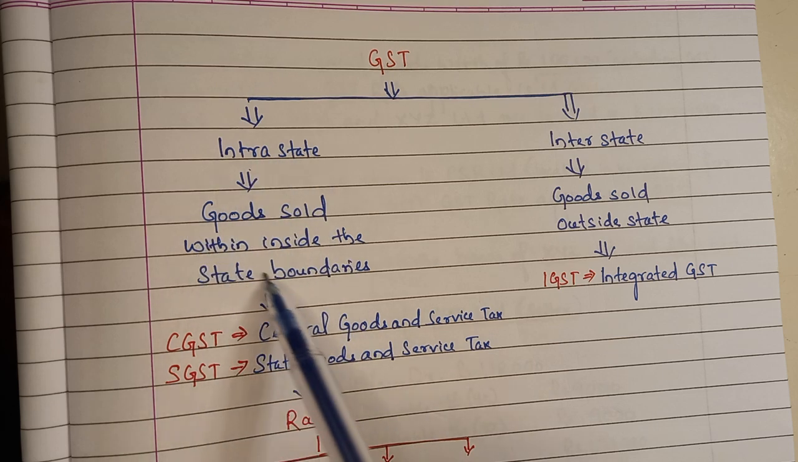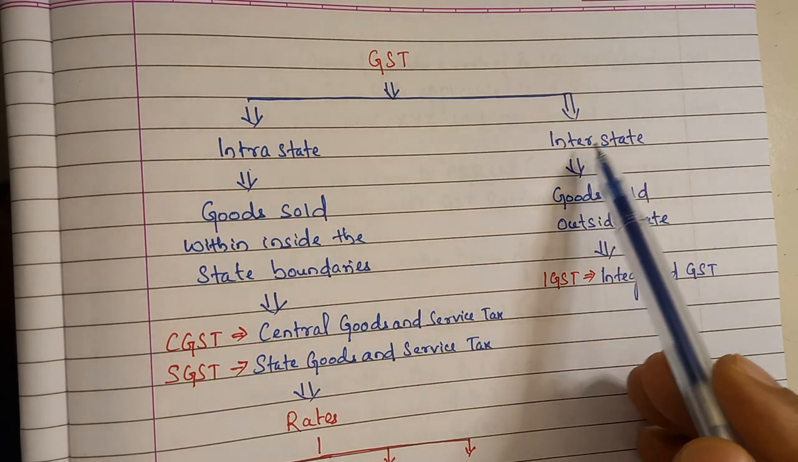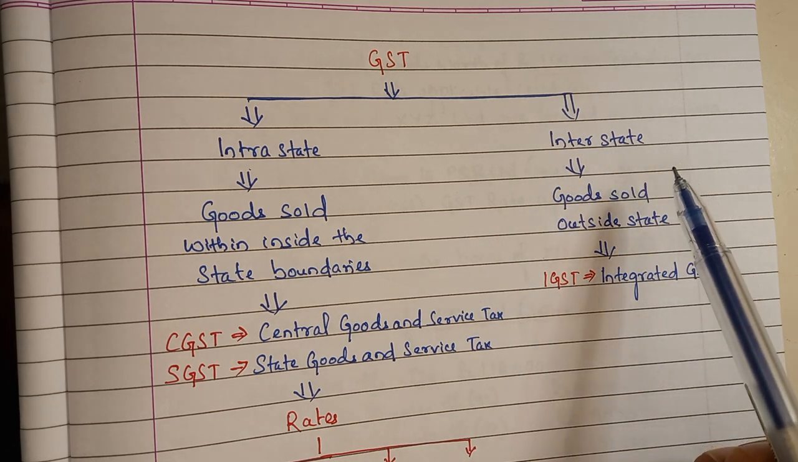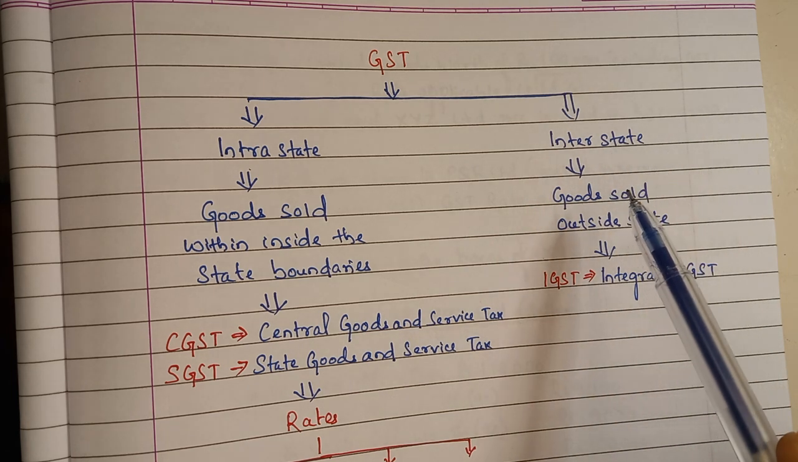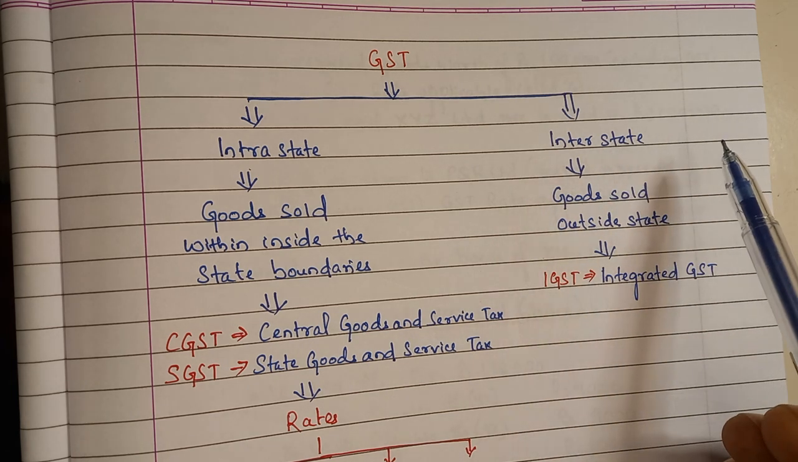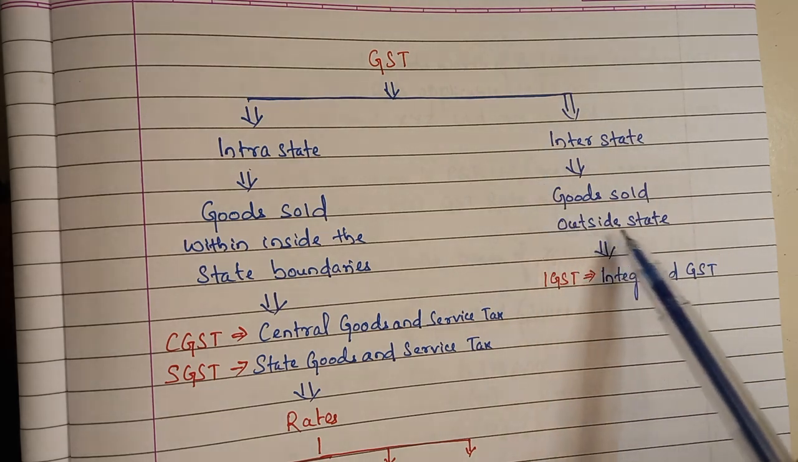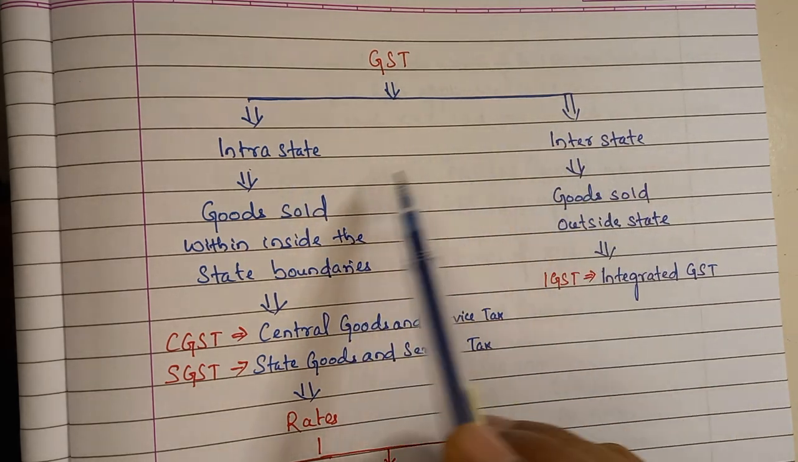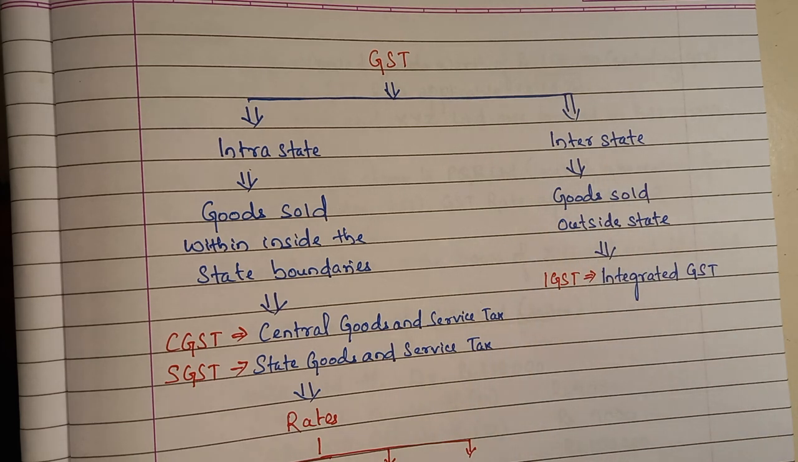Okay. I repeat, for example, if the manufacturing happens inside Madhya Pradesh and the sales is within Madhya Pradesh, it is intrastate. Okay. In case of interstate, the sale is happening outside the state. That means if the manufacturing is in Karnataka and the sale is happening in Tamil Nadu, then it is an interstate transaction. Now the question is why we have two different types of transactions classified under GST? Because the tax applicability is different in both cases.